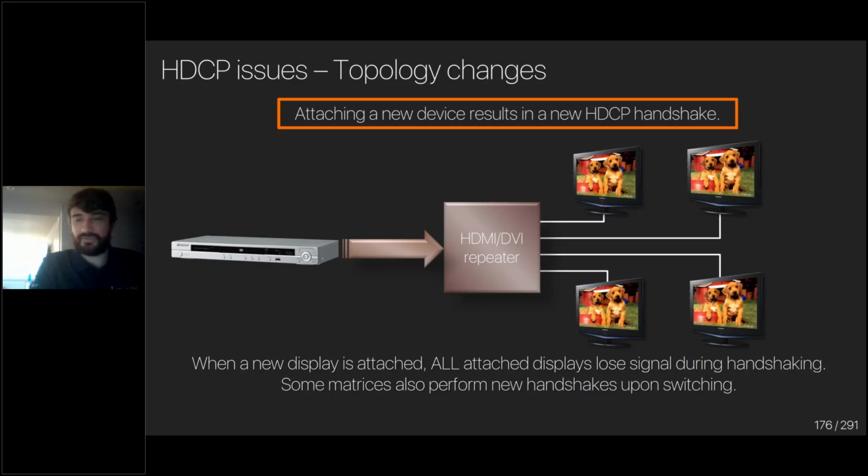Once it gets the public key of the new monitor and it reports it back, as well as the new topology, then everything will be checked and it will turn the output back on. So this can take between 2 and 5 seconds. In the past, we had some other manufacturers where their HDCP matrices would perform new handshakes when you do crosspoint switches, which meant that every time you made a switch, all of the images would go off. So obviously that's a very undesirable outcome.